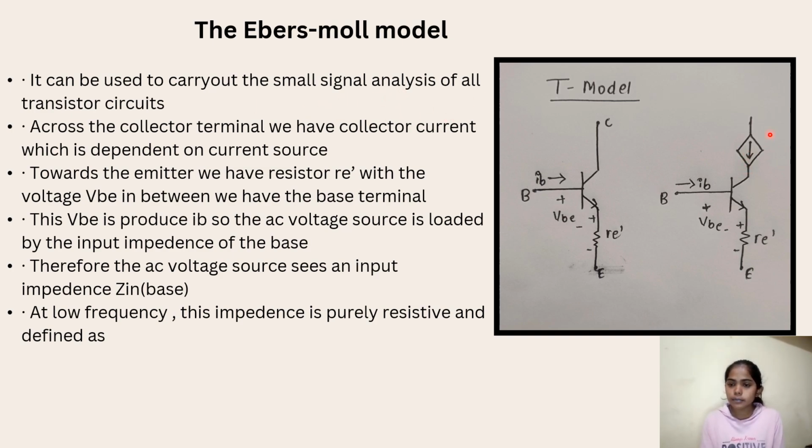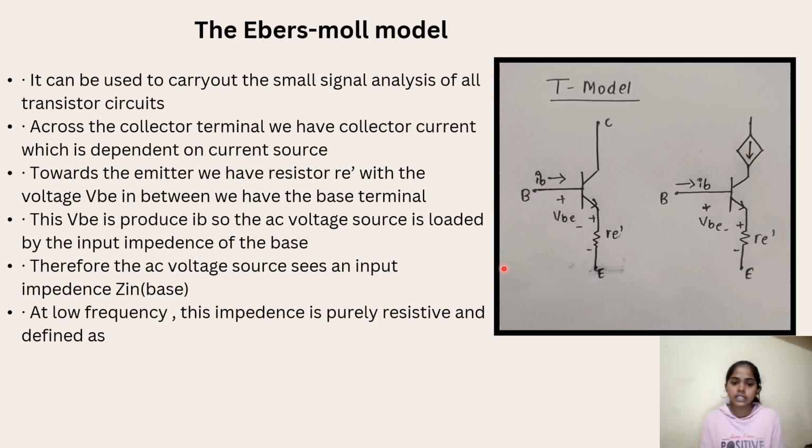Across the collector terminal, we have the collector current, which is dependent on the current source. Towards the emitter, we have the resistor re dash with the voltage VBE. In between, we have the base terminal. This VBE produces IB, so the AC voltage source is loaded by the input impedance of the base. Therefore, the AC voltage source sees an input impedance Z in base.